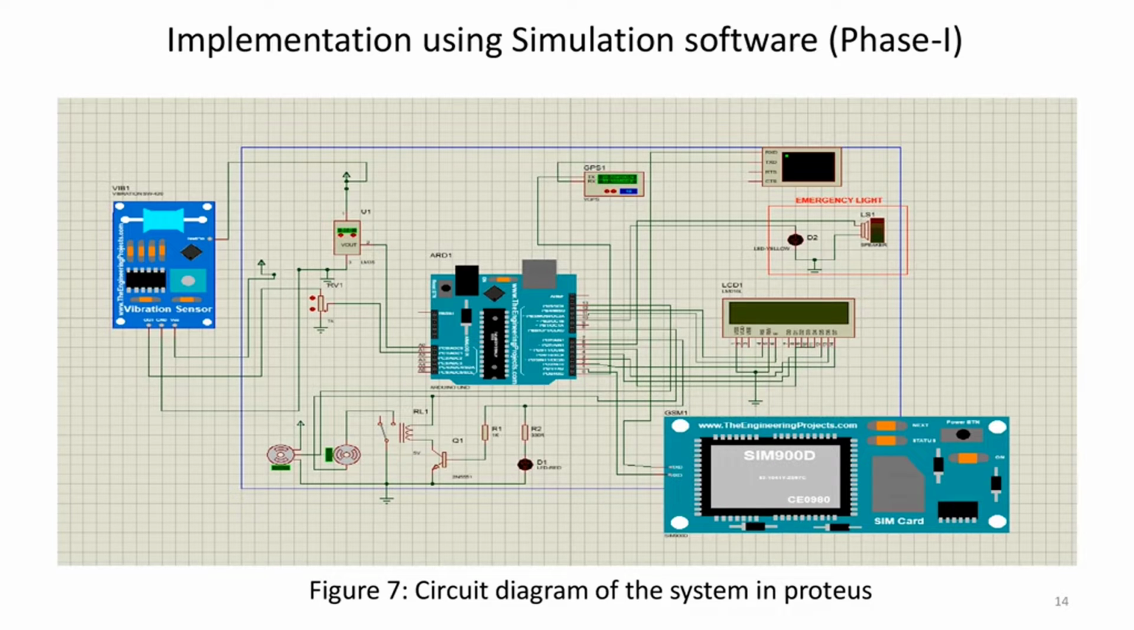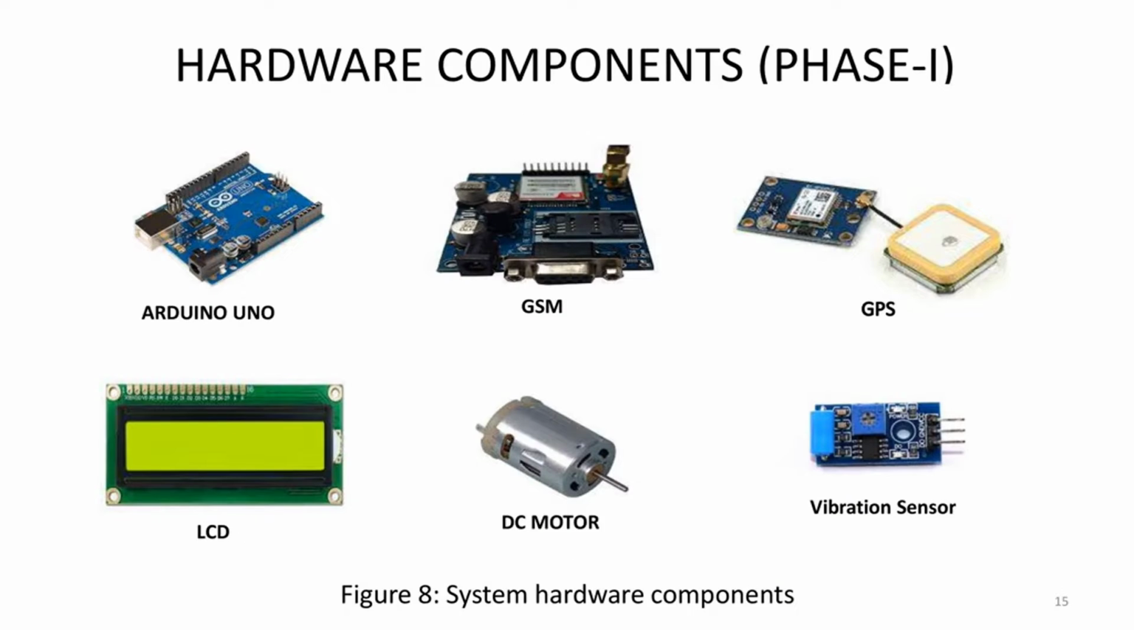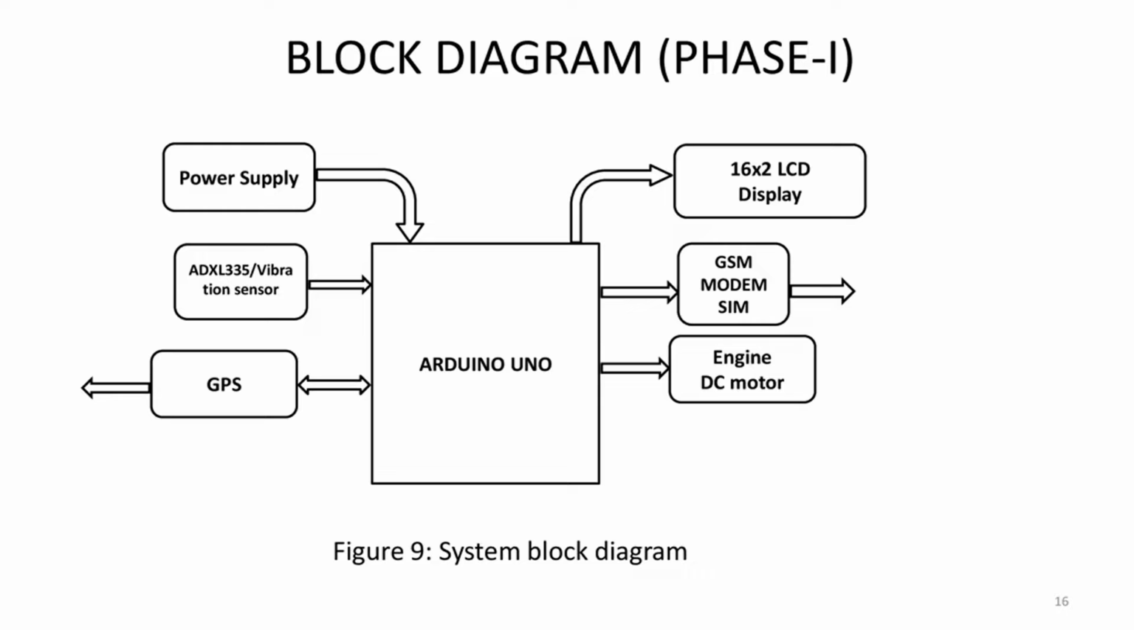In phase 1, we basically did the project in simulation only. The hardware used are Arduino UNO, GSM, GPS and vibration sensor. The block diagram for phase 1 is shown here, where the model will start as the vibration sensor takes the input. It will then send its value and location with the help of GPS through the GSM.